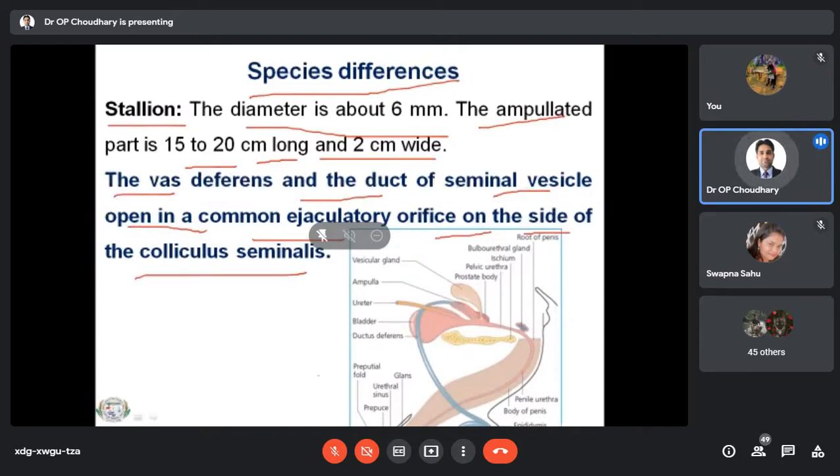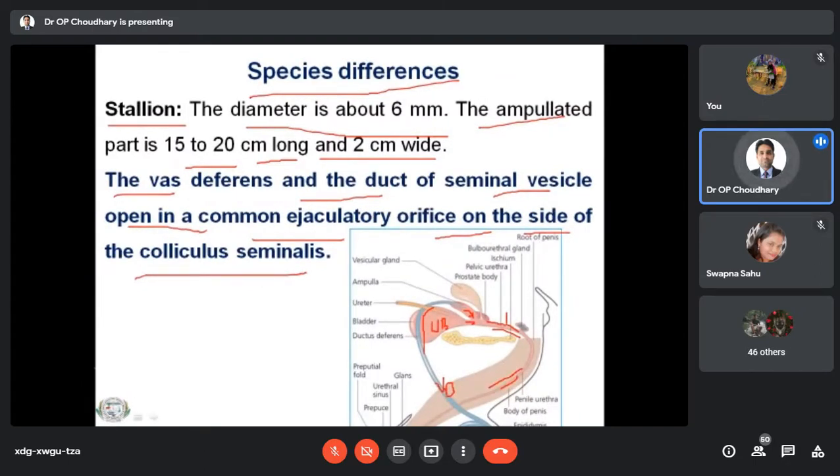So what is the colliculus seminalis? This is very, very important. I will explain it to you. You can see here, this is the vas deferens in case of the stallion. So it is going, and here it forms the ampulla. And this is the urinary bladder. So this vas deferens and the opening of the urinary bladder will continue with the urethra. This part is the urethra, and the urethra will remain inside the two crura of the pelvis.